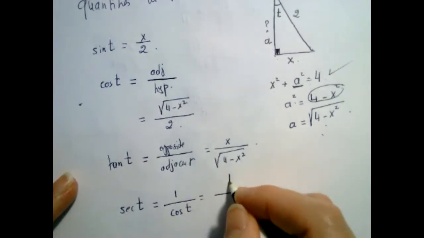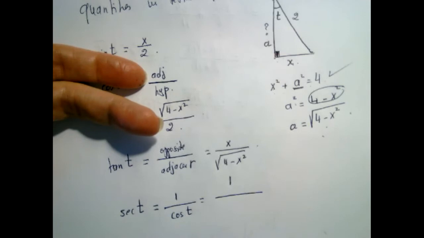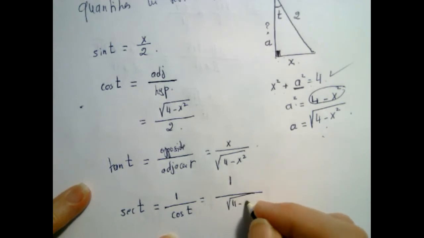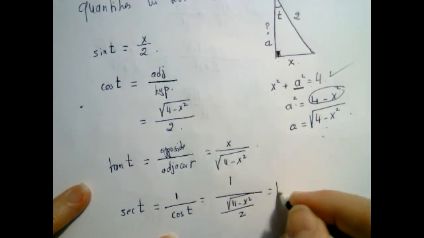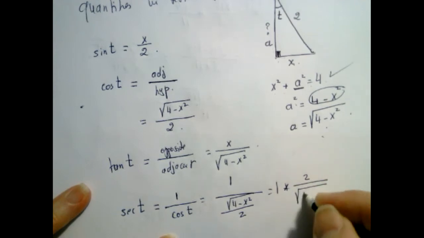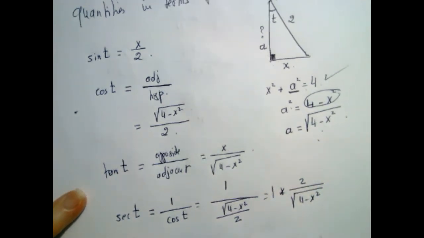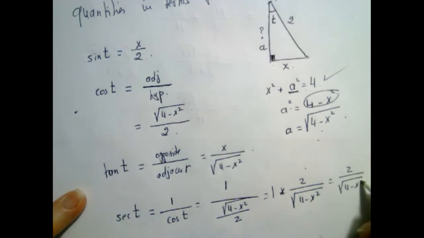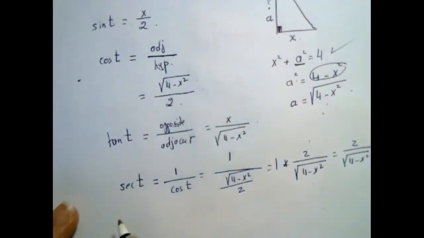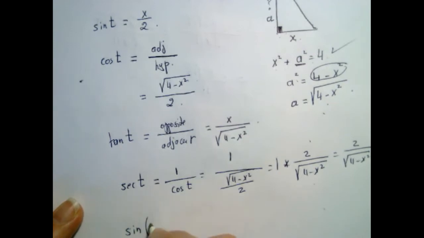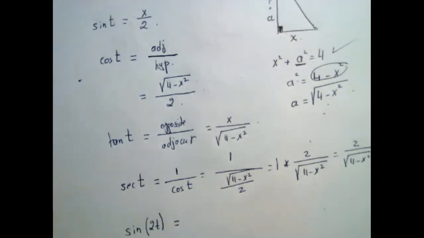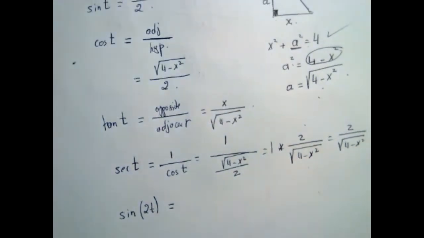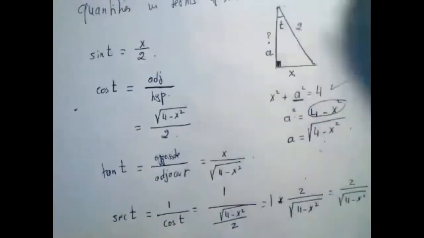So you can either flip this, hypotenuse over adjacent, that's really what it is, or you can do the math. This is the square root of 4 minus x squared over 2, which is 1 times 2 over the square root of 4 minus x squared, which is hypotenuse over adjacent. Now, of course, I want sine of 2t, because we're talking about the double angle formula, and that's why I'm bringing it up here. Now I have no idea what sine of 2t is. I cannot really use this anymore.